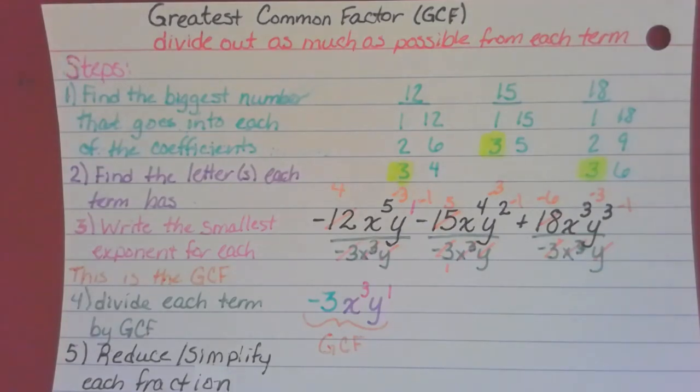Going to the next term, a negative divided by a negative is positive. So 3 does go into 15 5 times. And then I do the same thing with the exponents. There's more on top, so the exponent for the x is going to be 4 minus 3, which will be 1. And for the y's, there's 2 on top and 1 on bottom, so it's going to be 2 minus 1.